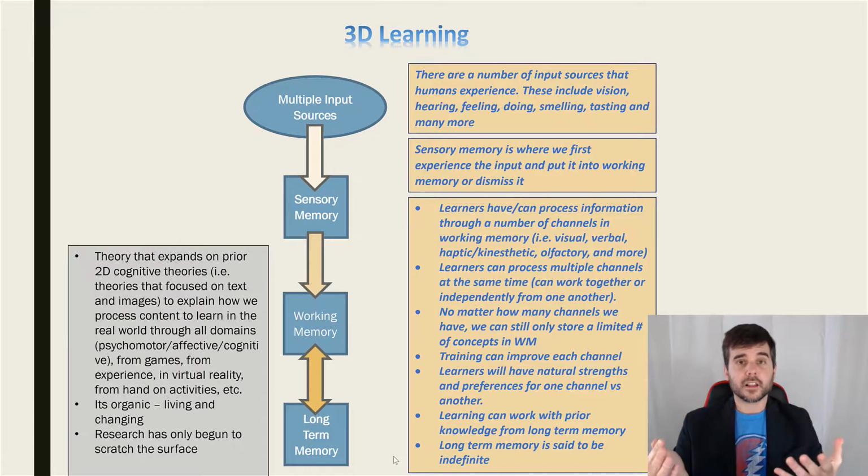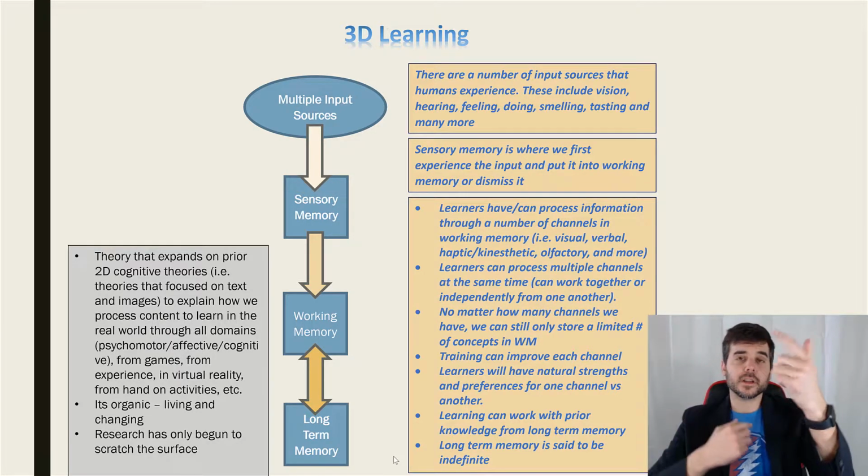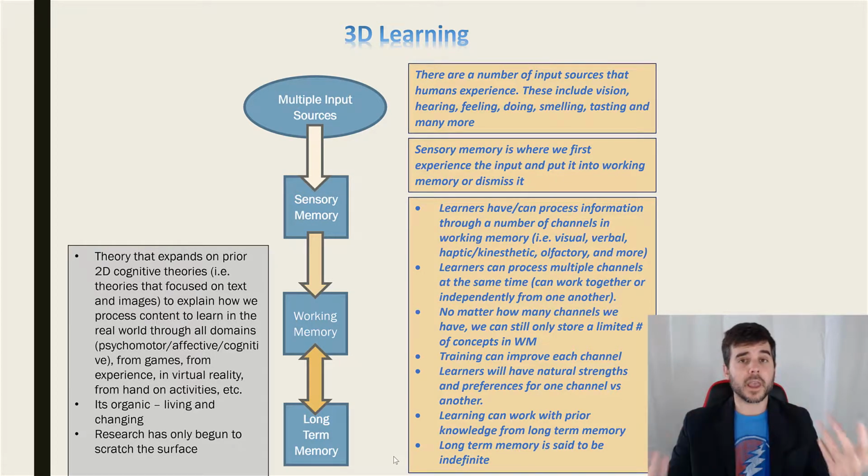Learners can work with prior knowledge from long-term memory, obviously, just like Atkinson and Shiffrin's model or the cognitive theory of multimedia learning. You're pulling from long-term memory to expand on your ideas. And long-term memory is said to be indefinite. We have no evidence that it's not. As of now, we know we can store things there and definitely recall them as we need to. And that is the basic concept of 3D learning.